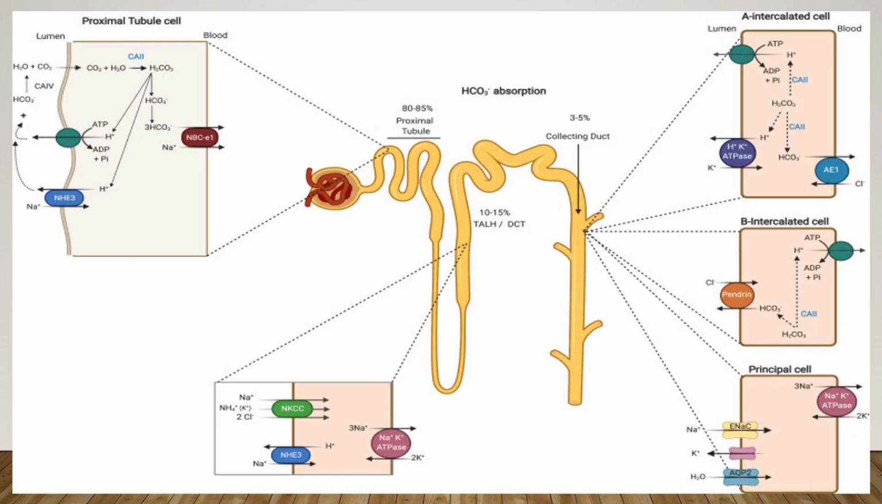These are the sites of a nephron where you get absorption of bicarbonate. In the proximal tubule, there will be 80 to 85% absorption, in the collecting duct about 3 to 5% absorption, and also in the loop of Henle, the ascending limb, you get 10 to 15%.